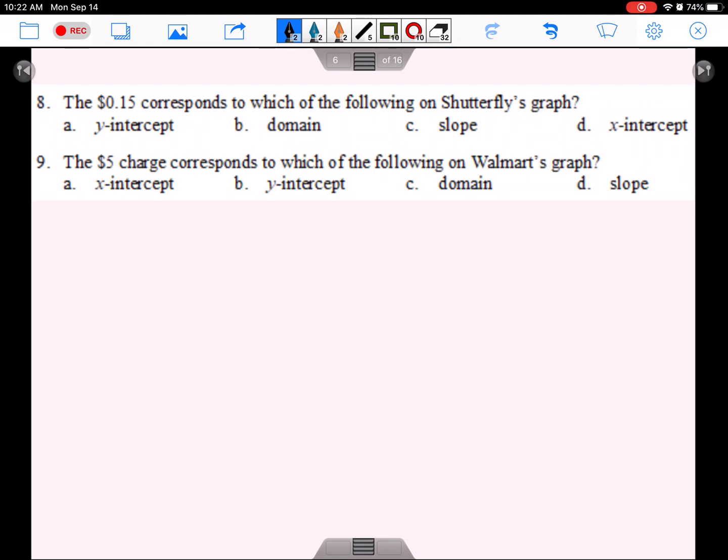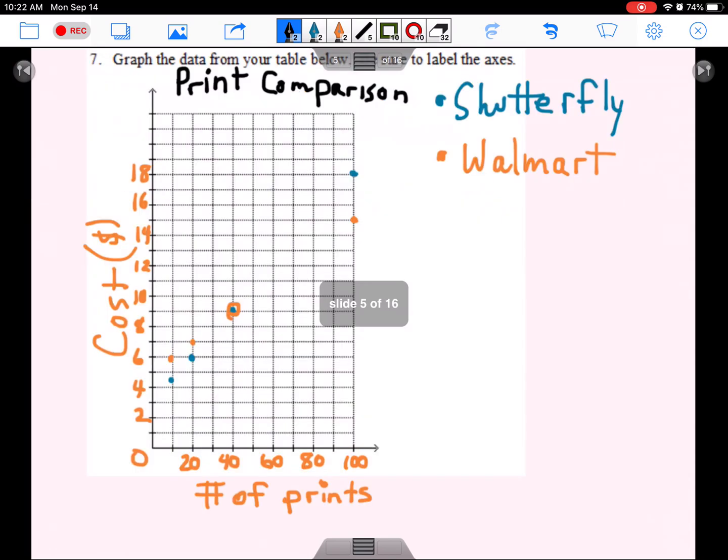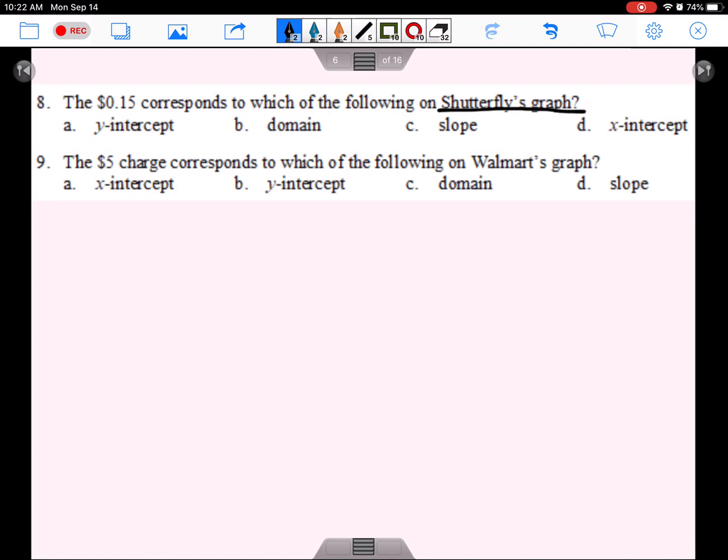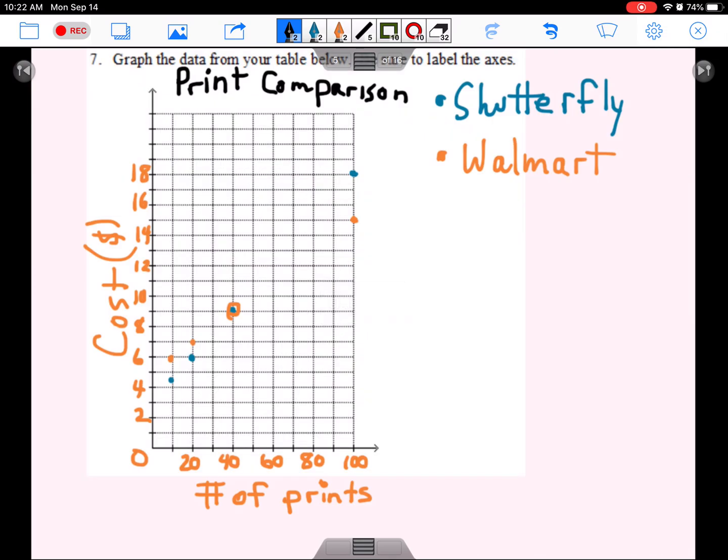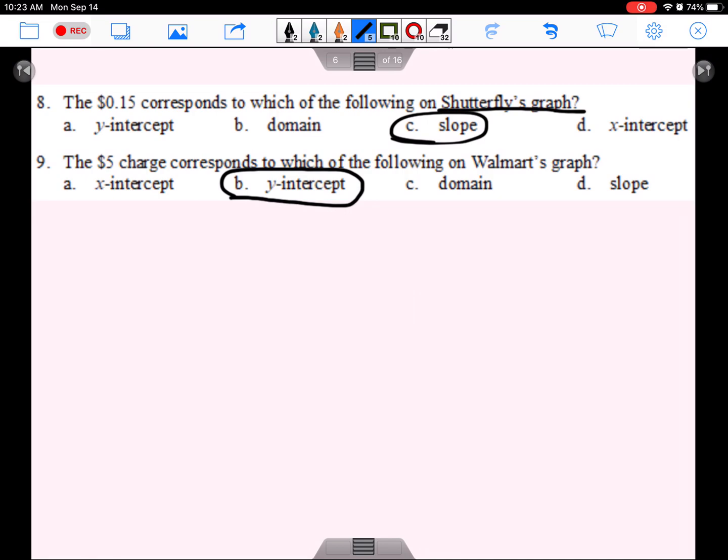15 cents corresponds to which of the following on Shutterfly's graph? Well, 15 cents was the number that was multiplied by the number of prints. So that's the rate of change or slope. For Walmart, $5 was the place where you started out. It was a one-time fee for shipping, so that's your y-intercept. If we extend Walmart's graph out, we should see that it will intersect right about 5. If you're ordering from Walmart, you're starting out at a $5 cost, and then even if you just got one print, it would be $5 plus, in this case, 10 cents or 5.10.